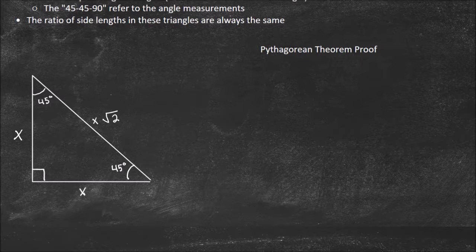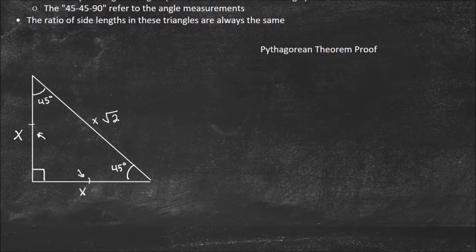And let's think about why the edges here are the same side length. So why is it x and x? Well, it's because both of the angle measurements are 45 degrees. If their opposite angles are congruent, then the side lengths have to be congruent as well. So that's why those are the same.